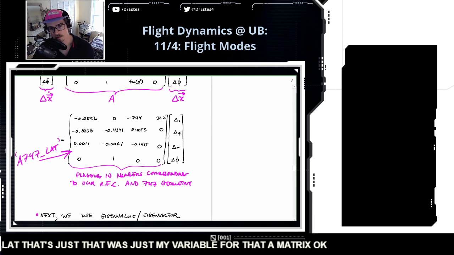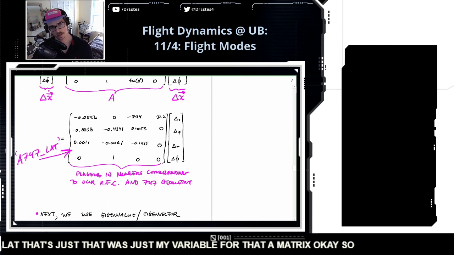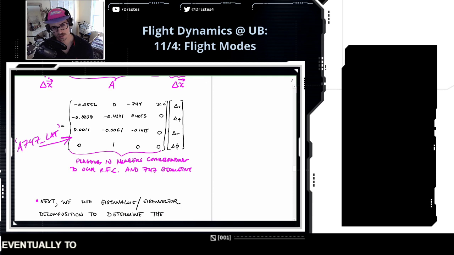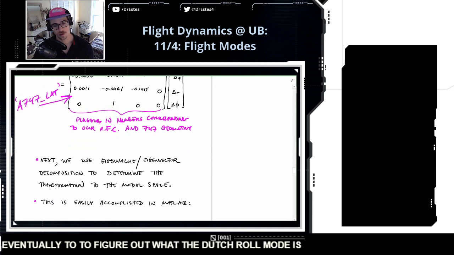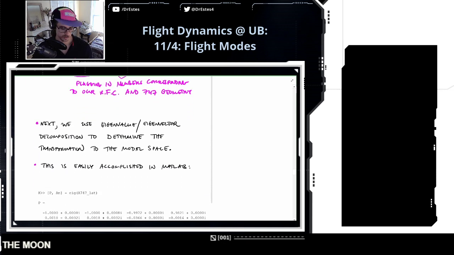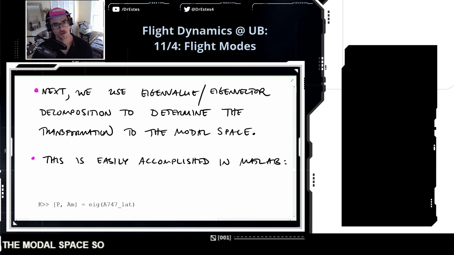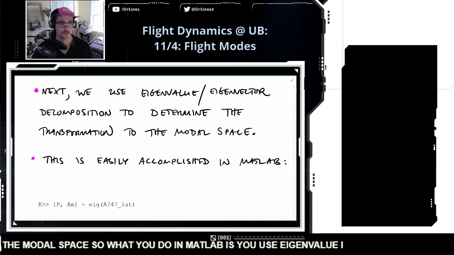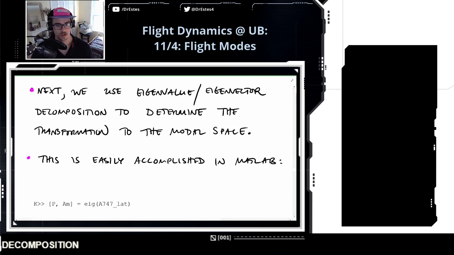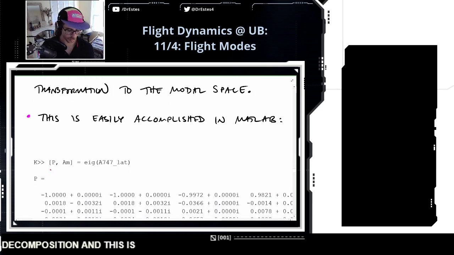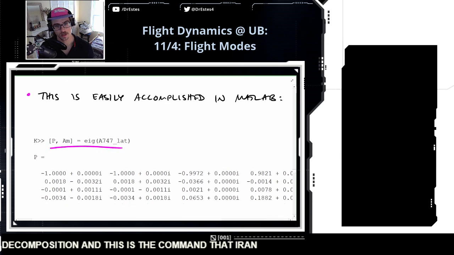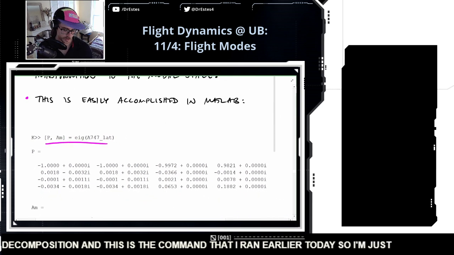Okay, so our goal is eventually to figure out what the Dutch roll mode is. So we have to take this to the modal space. So what you do in MATLAB is you use eigenvalue, eigenvector decomposition. And this is the command that I ran earlier today. So I'm just putting these numbers back here.